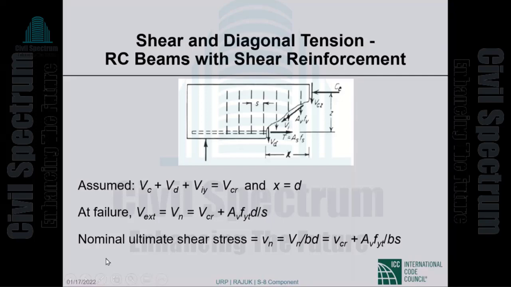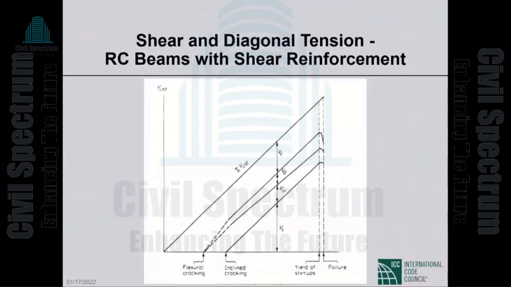So for the nominal ultimate shear stress, rather than strength, we divide by BD, and that will be a lowercase v sub CR, capital V sub CR divided by BD, plus A sub B F sub YT divided by BS. This is just division by BD. So this is the important part. The nominal shear strength is the diagonal cracking strength of the concrete in shear, plus the shear that is resisted by the vertical shear reinforcement.